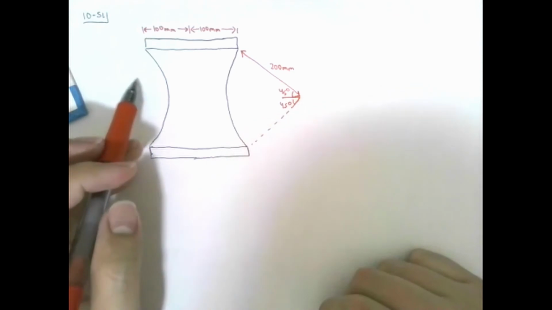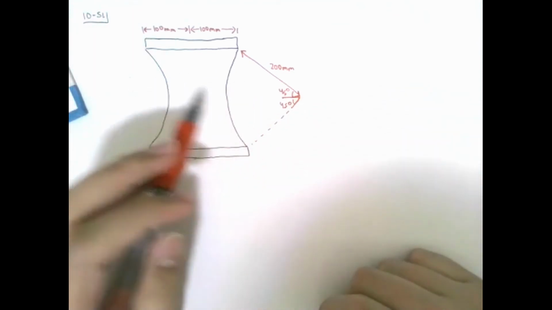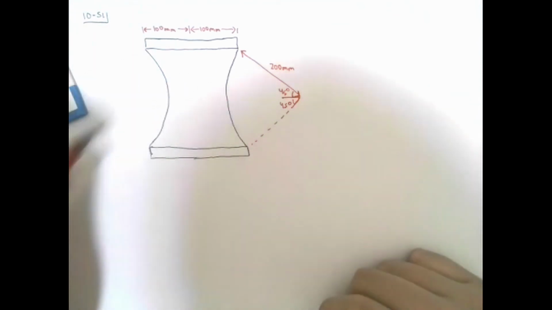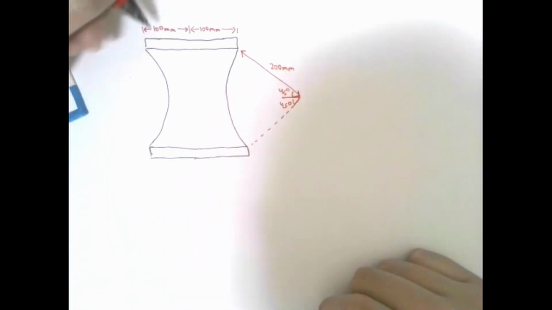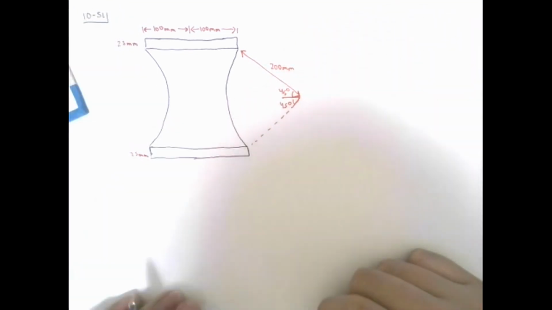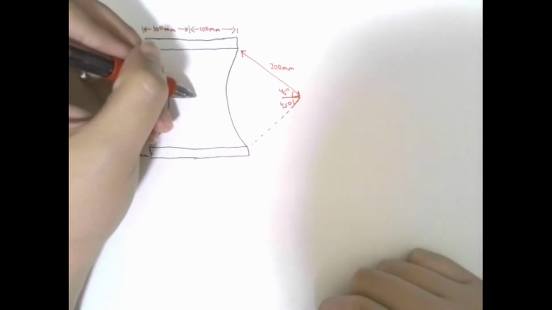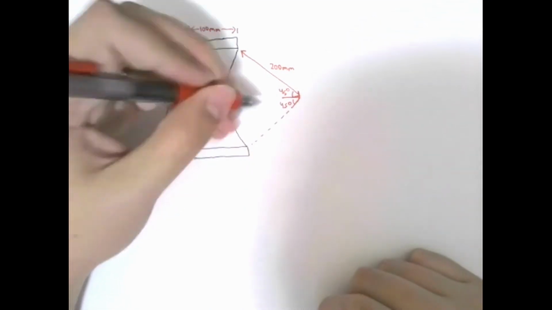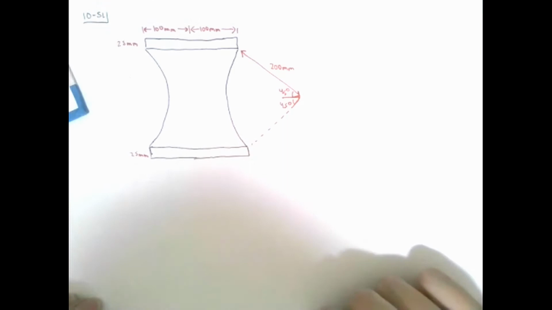And this arc is going to be the same, so that this actually is symmetrical. I don't want to have to draw it again. The thickness on both the top and the bottom is 25 millimeters. So this is actually symmetrical about its center, about a horizontal axis and a vertical axis, okay?